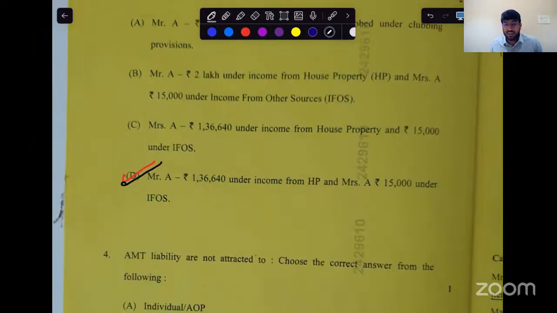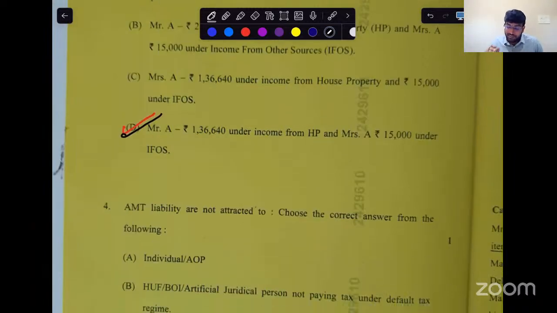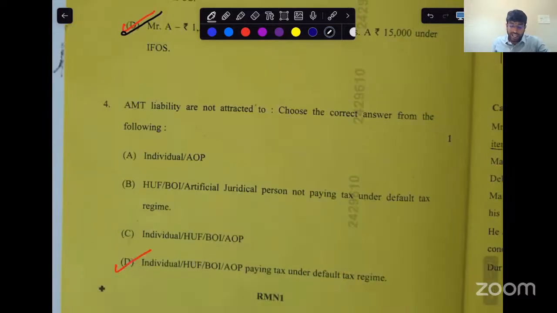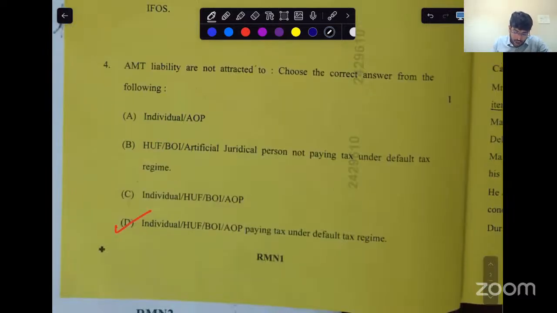Mr. A 1,37,640 under house property and Mrs. A 15,000 under IFOS. Next. Fourth question, AMT liability not attracted. Out of all the options, option D is the most suitable option because individual, HUF, BOI, AOP paying tax under the default tax regime, for them the concept of AMT will not apply.